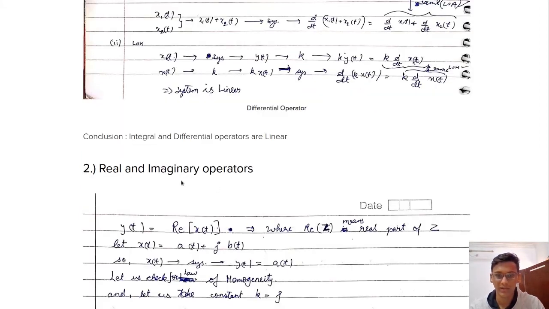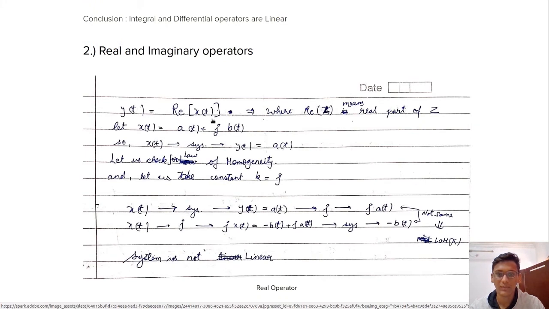Real and imaginary operators. First, let's see the real operator. Now, what would the real operator do? It will output the real part of the complex input signal provided to the system. So, for example, if x(t) equals a(t) plus j b(t), where j squared equals minus 1, then the output of this system would be a(t).